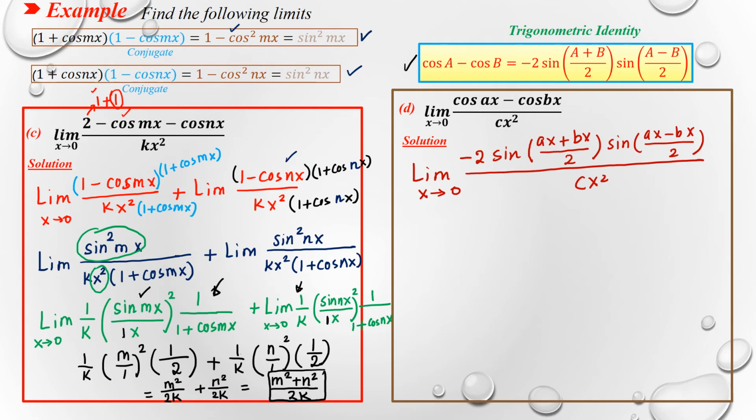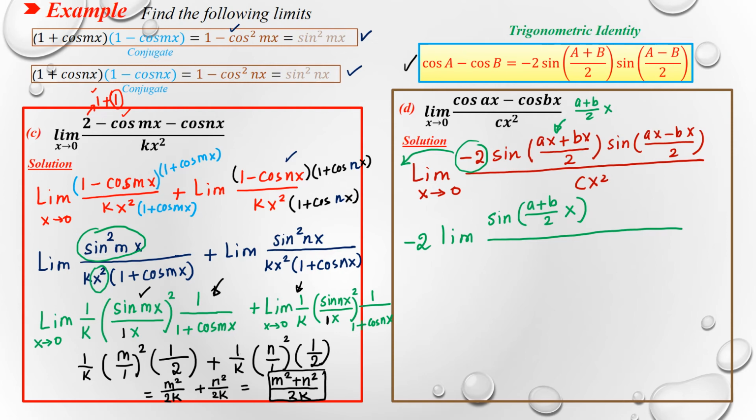Now what is the next step? You have to simplify the numerator. First you have negative 2, you can put it out of the limit, and you will get negative 2 times the limit of, for the first one, ax plus bx, you can take x as greatest common factor, so you will get a plus b over 2 multiplied by x. So we have sine of a plus b over 2 multiplied by x. Remember that a and b are constants, so a plus b over 2, this term will be a constant.